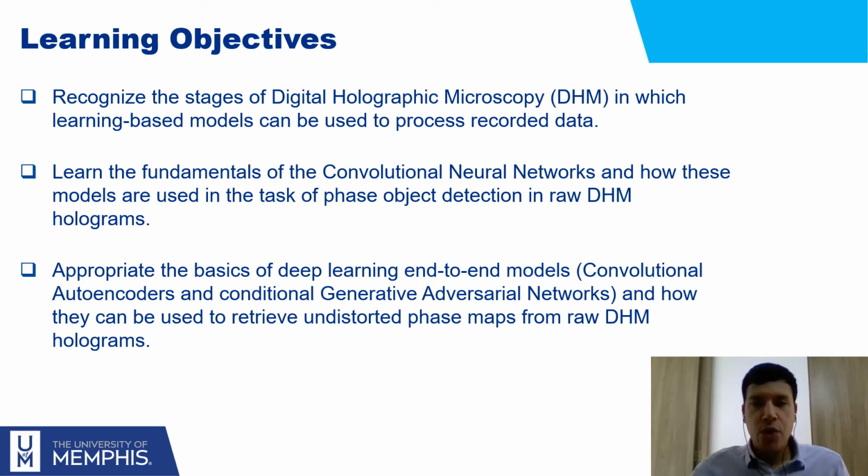So in this module, we'll cover three learning objectives. First, we will recognize the stages in DHM in which we can use learning-based models to process data. Secondly, we want to learn the fundamentals of the most basic models to process data according to this paradigm. That is, we will cover convolutional neural networks and how we can use them to detect phase objects in raw holograms. And finally, we're going to appropriate the basics of deep learning models to process data in an end-to-end fashion, that is, to map information from raw holograms to an undistorted phase map.